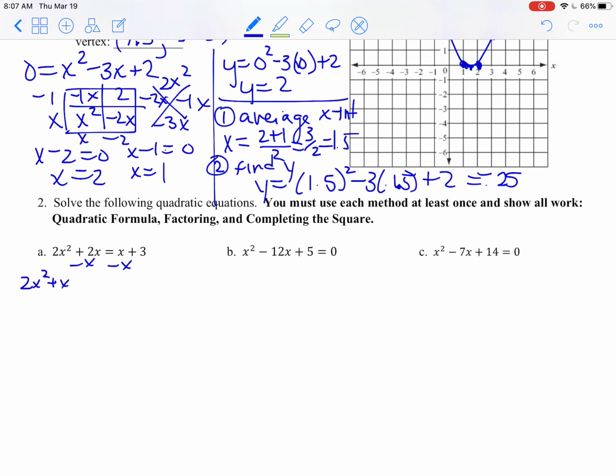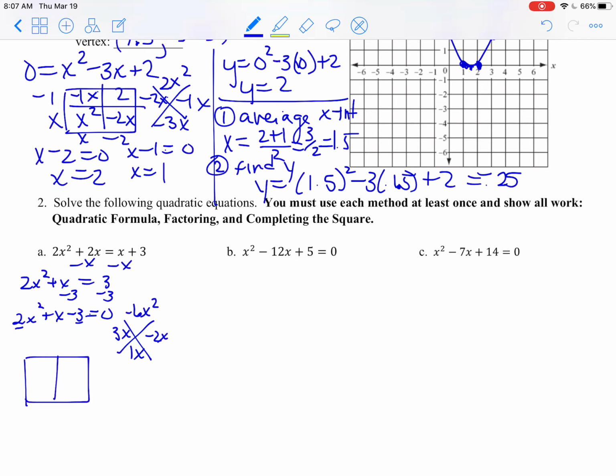And I'm going to get 2x squared plus x equals 3 minus 3 on both sides. And 2x squared plus x minus 3 equals 0. Try our diamond problem to see if it factors. Take the first and the last and multiply them together, and the 1x goes here. Well, I know that there's two numbers that multiply to be negative 6 and add to be 1, and that would be 3x and negative 2x. So because I can do my diamond problem, I know it factors.